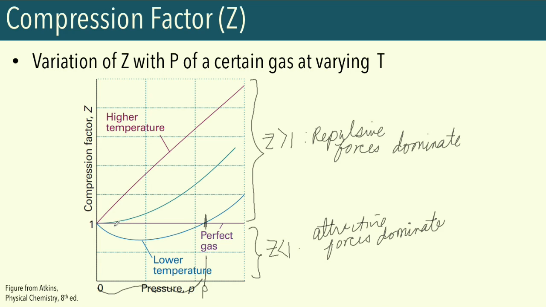Right? So note, however, that at all temperatures, our low temperature, our moderate temperature, and our high temperature, at zero pressure, okay, so this is when pressure approaches 0, they all start at the same point, at the same value of Z. So as pressure approaches 0, our Z value always approaches 1.